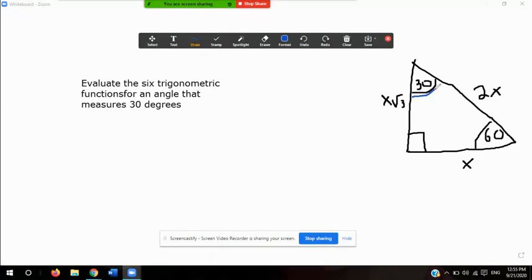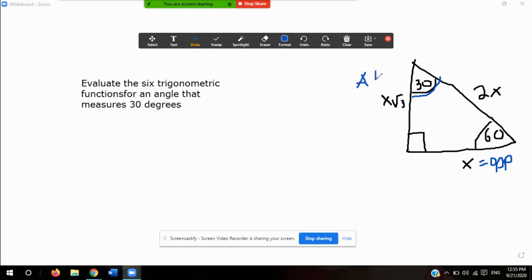We need to understand that in this case, x is our opposite because it's the farthest from 30. It's very important to understand what angle we're looking for, because in the previous examples we just had z, but now they're giving us specific values. And of course, the x times the square root of 3, or the square root of 3x, is the adjacent, because we're looking at the 30-degree angle.